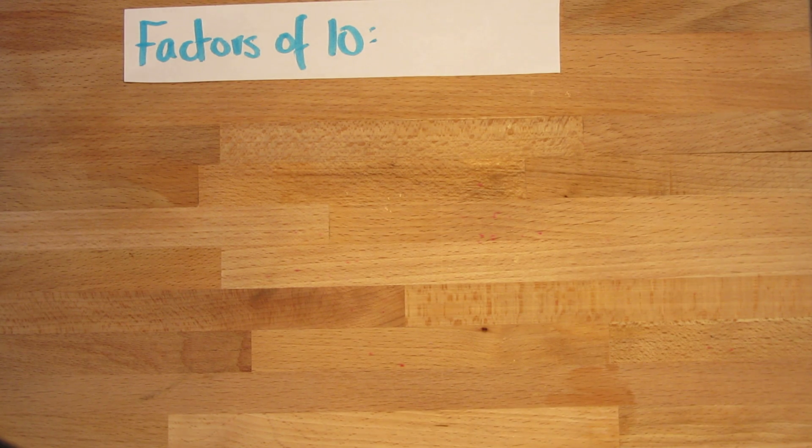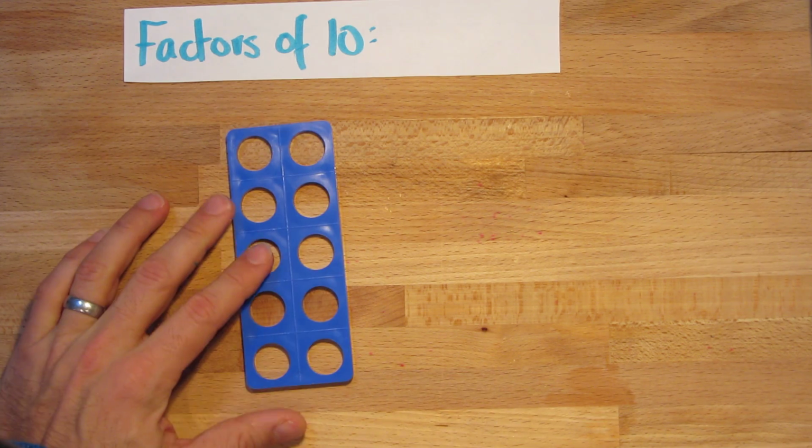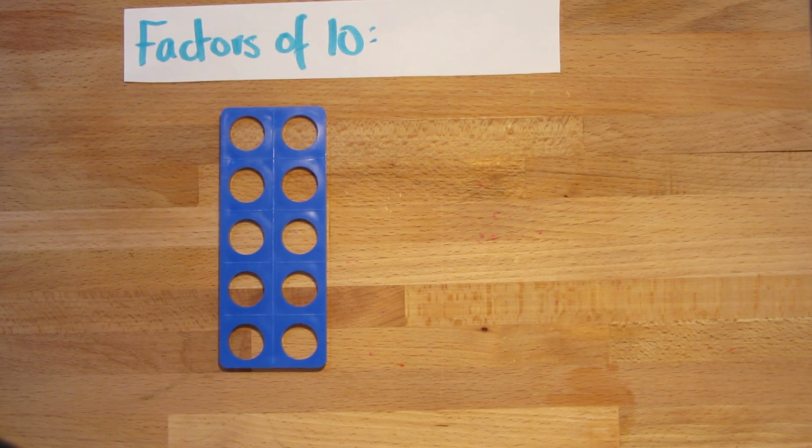Hi, this video is about factors. Factors are numbers that you can times together to make another number. So all the factors of a particular number, let's say all the factors of 10, are all the numbers that will times together to make 10. So what can I do to make 10?